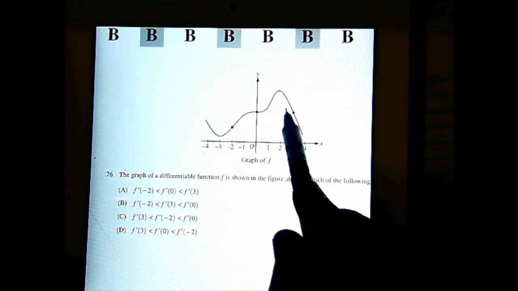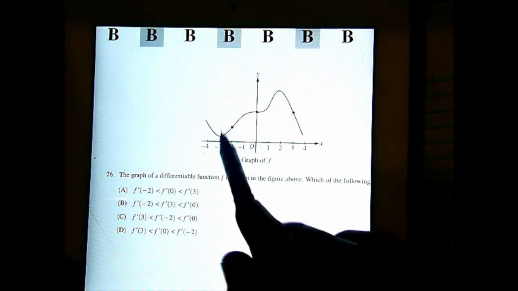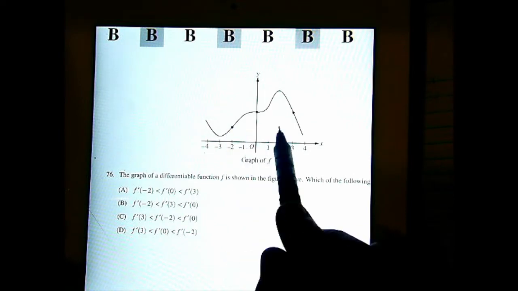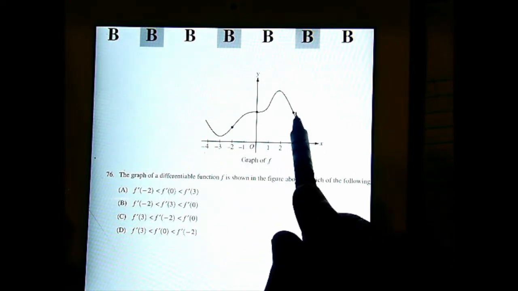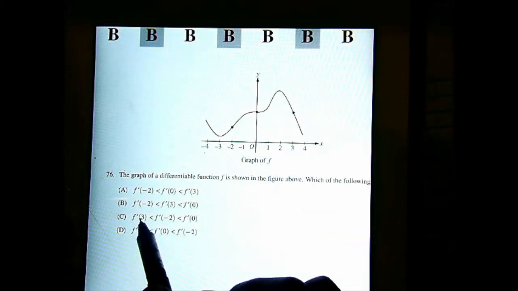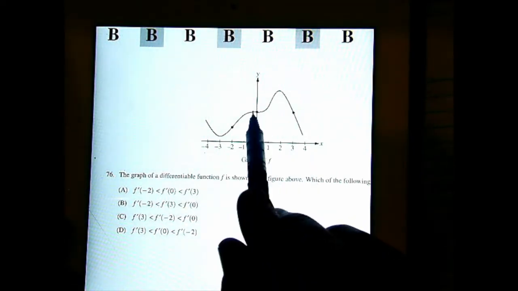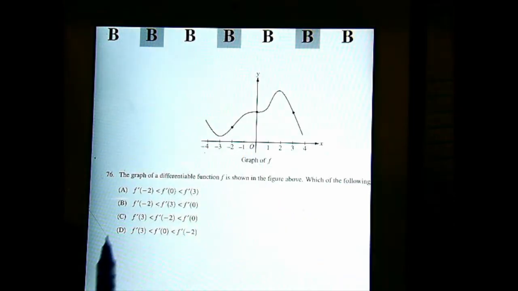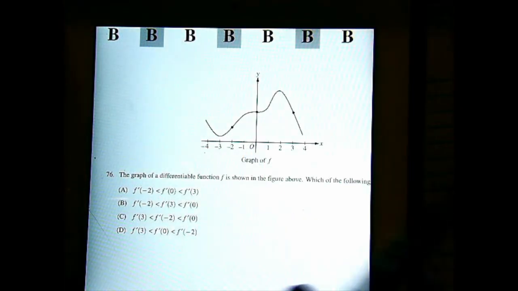Since this is negative, this is about 0, and this is certainly positive, the slope of the tangent line here is the smallest, so f prime of 3 should be lowest. That brings it down to C or D, and then this one should be in the middle. That means it's got to be choice D.